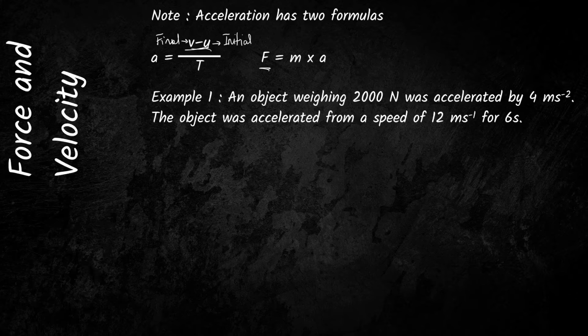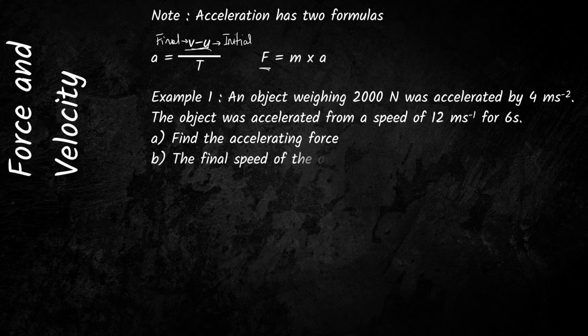All right, let's look at what the question's asking. A, find the accelerating force. B, find the final speed of the object. Now, without even having to figure out the accelerating force, I can easily figure out the final speed of the object. So let's do that first, and then we'll get to the accelerating force. So let's solve B first. Now, I urge you to solve the easier parts first. It does not necessarily have to be A, B, and then you solve C. If you can see that you can solve B first, you should just go ahead and do that.